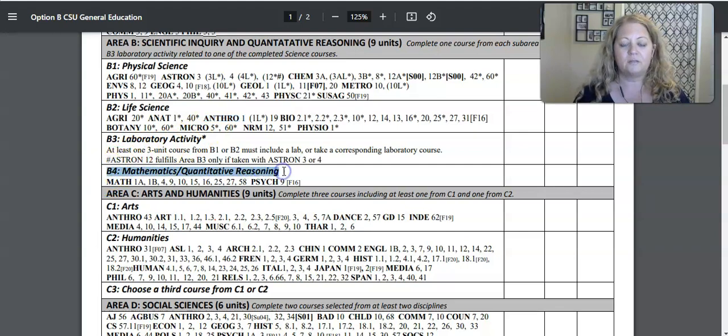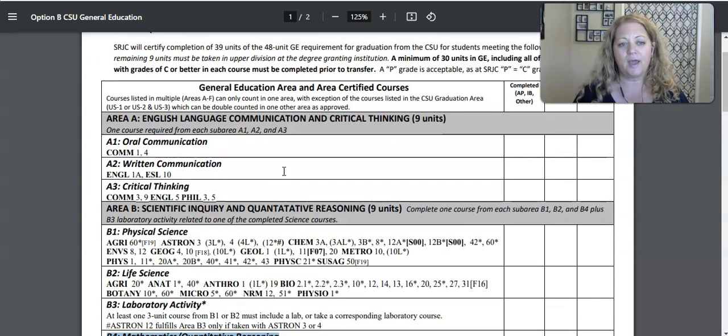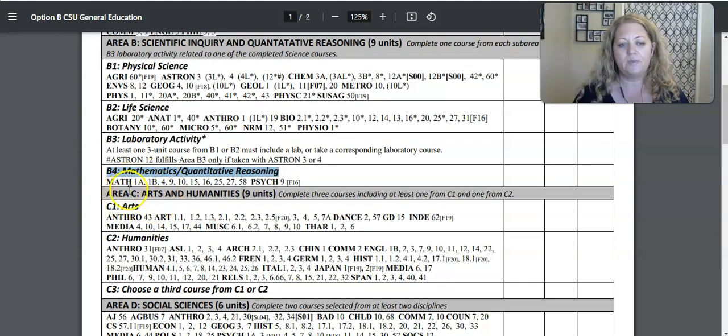B4 is the math. So remember from what I said earlier, you have to have Area A and B4 done with a C or higher, or you could take it for pass, no pass, if that's an option. That means C or higher as well. So math is determined by your major. And so you, again, want to know what your major is and what your major requirement is. It may not have a math requirement. You could do any one of these for certain majors, like an art major or an English major. But some majors want you to do, you know, a statistics class or calculus or whatever it might be.